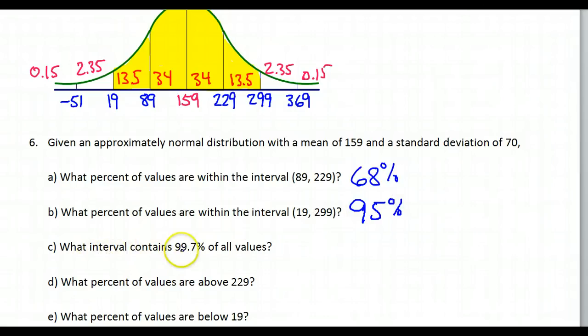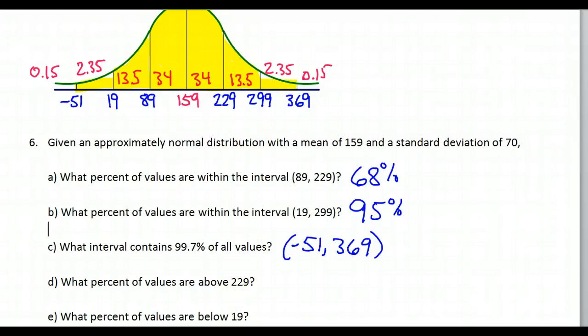What interval contains 99.7% of the values? Well, that would be 3 standard deviations in both directions. So that would take us out to here. So the interval is from -51 to 369. So we will write that this way, -51 to 369.